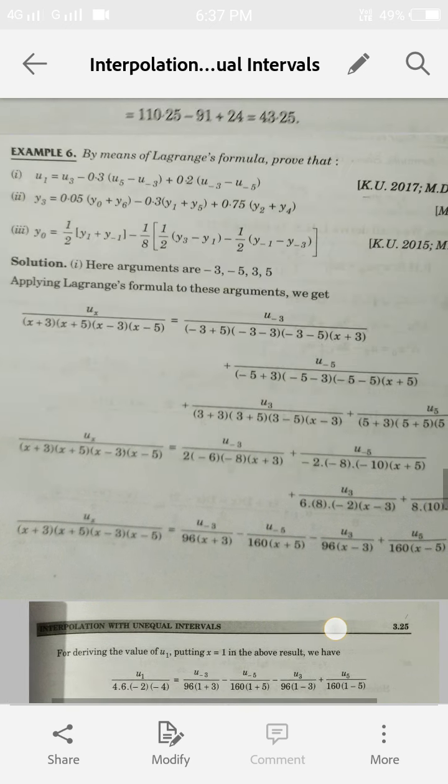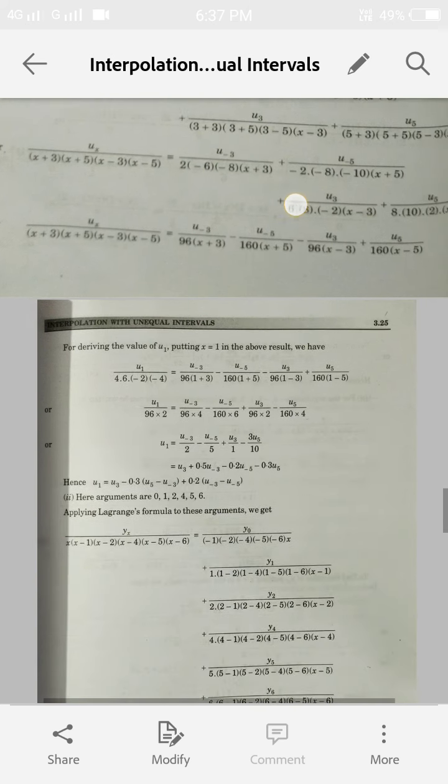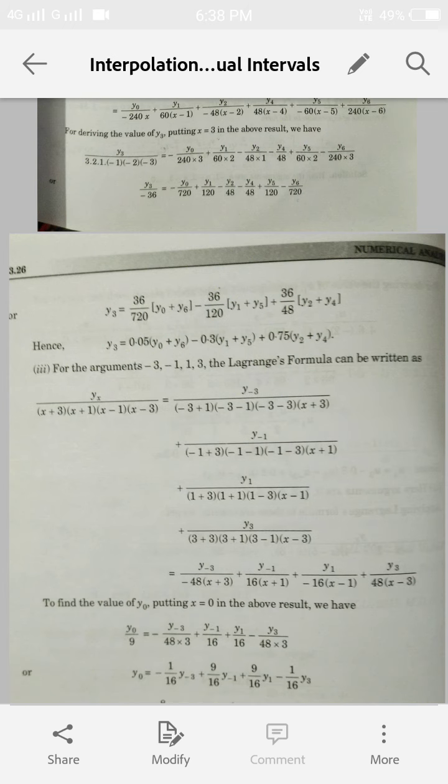Similarly, if we look at the second problem, here we see that our arguments are 0, 1, 2, 4, 5, 6, and we are to find the value for x is equal to 3. So again, write Lagrange's interpolation formula. Here again we have used the second form of this formula. Now in the last, put x is equal to 3 and simplify. We reach the desired result.